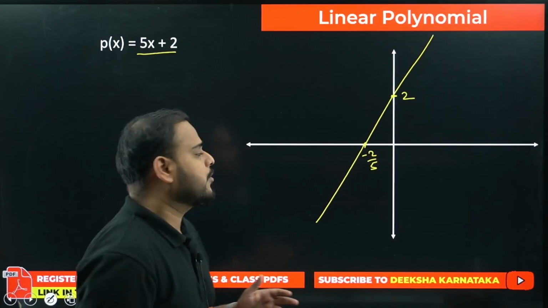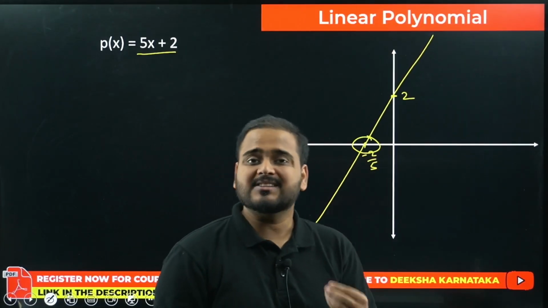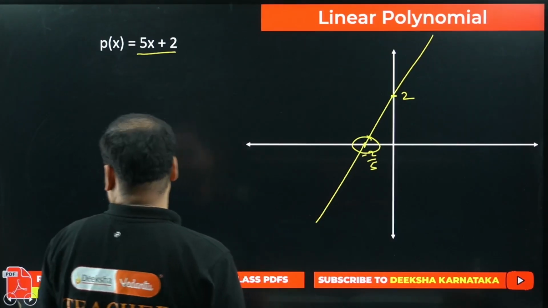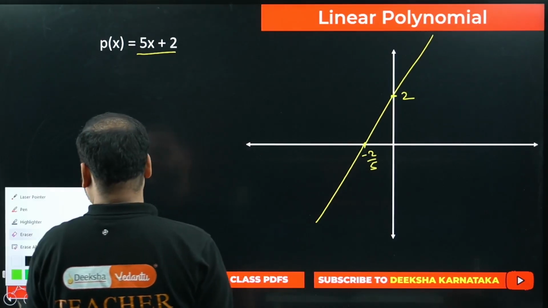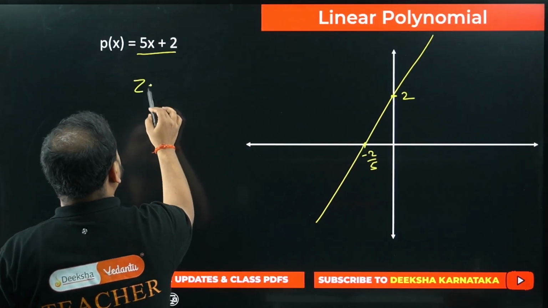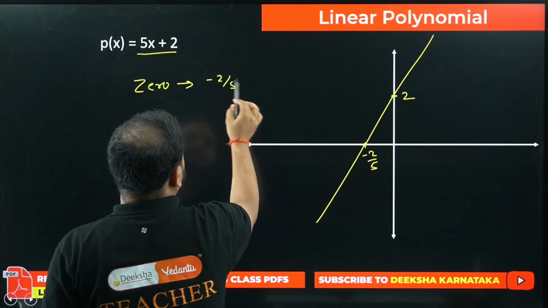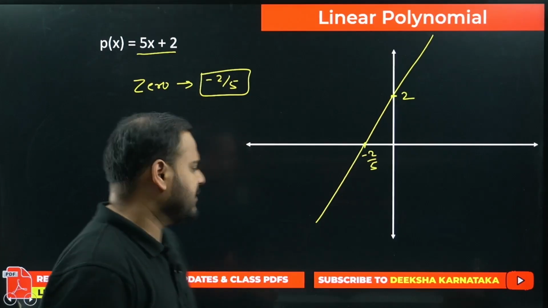So which is the 0? This point. Wherever the curve of the given polynomial intersects the x-axis, the x coordinate of that point will be called the 0. I hope you understand this. So if I have to write this, I can write the 0 is minus 2 by 5. Simple enough. Very, very simple. It is not that difficult.